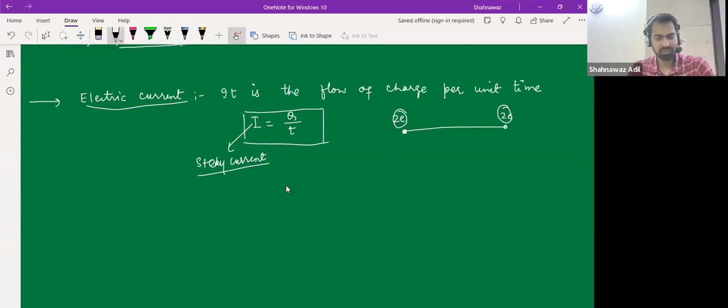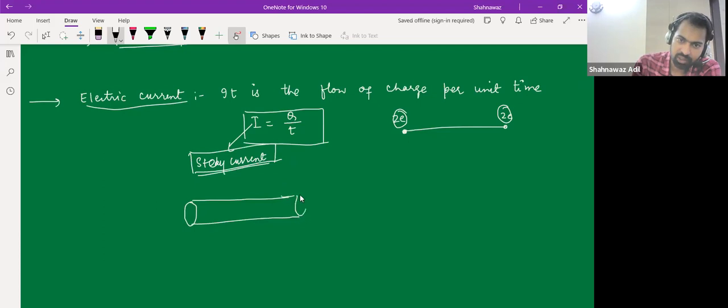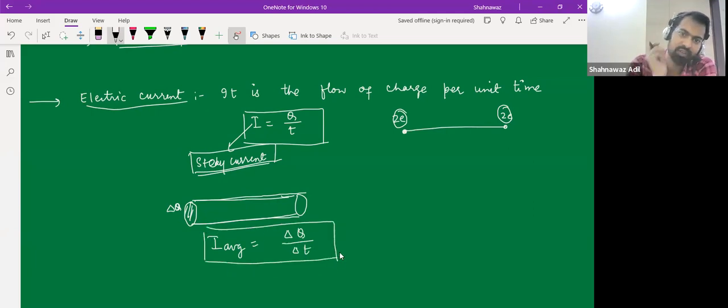And when some amount of charge is changing, right? So when we have a non-steady current, let's say that we have some conductor, some cylindrical wire, and the charge is flowing through that. So let's say that this small amount of charge is flowing through this area. For non-steady current, we calculate the average current, okay? So average current is the rate of flow of charges.